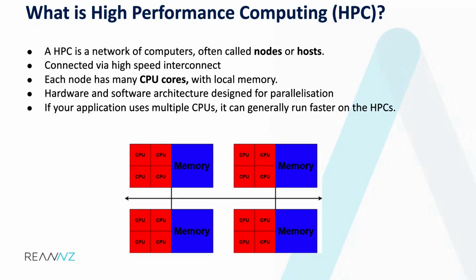The standard node size on the REANNZ HPC is about 126 and 166 CPUs, with memory ranging from 0.5 to 1.5 terabytes. These nodes are connected to each other via a purpose-built high-speed interconnect, which is much faster than if you just plugged in a bunch of computers together with Ethernet cables. Further, the hardware and software architecture of the HPC is purpose-built to obtain the maximum performance when running parallel codes. All of this together means that if your workflows are able to utilize multiple CPUs, you can generally achieve better performance than would be possible with the same resources in a non-HPC environment.